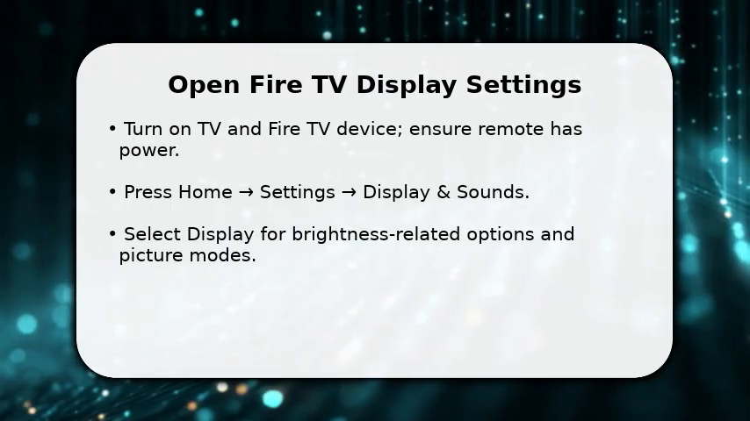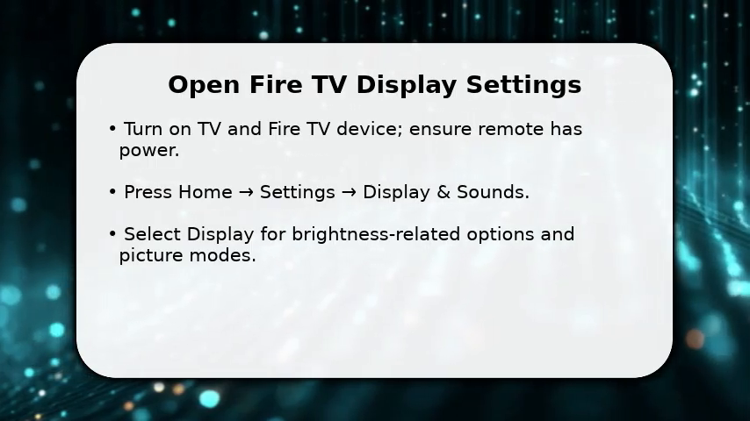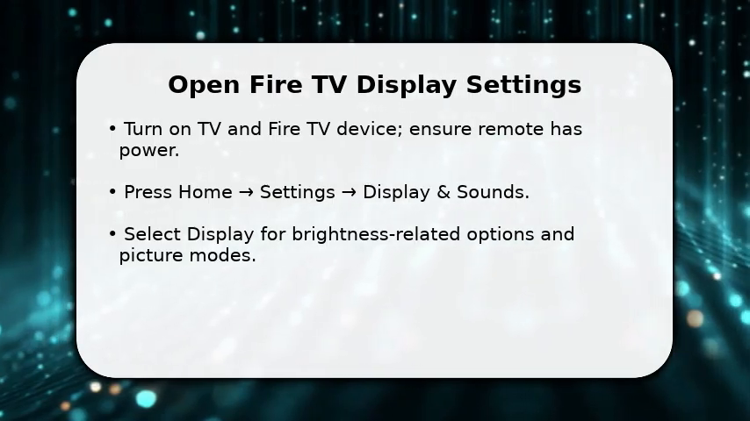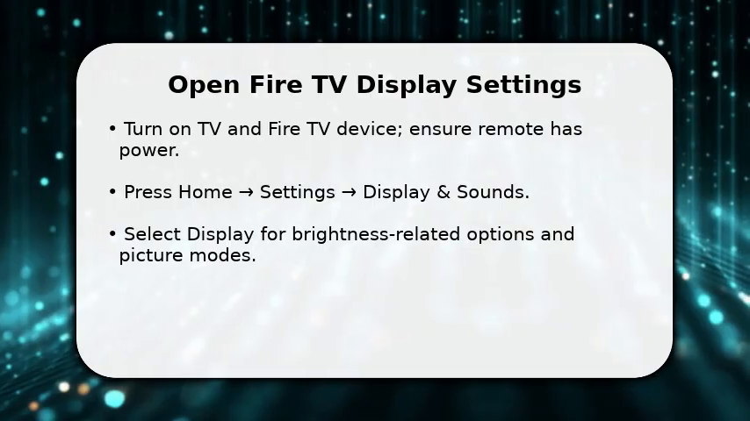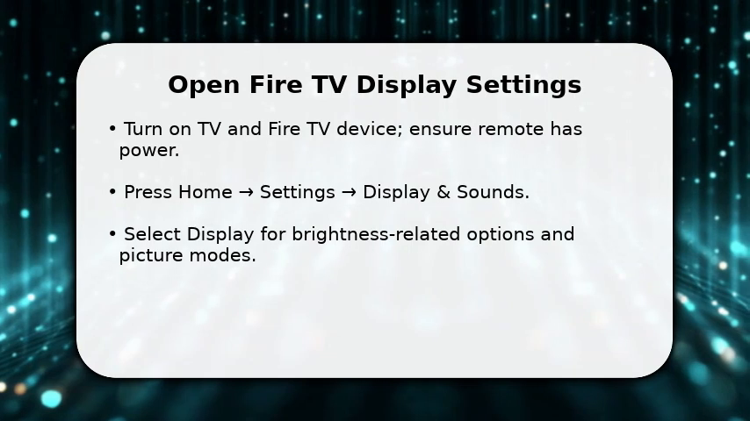Once in Settings, choose Display and Sounds, and then Display so you can access picture modes and adaptive settings. You're doing this because changing here adjusts system output, not just one app, so changes apply everywhere. Now that you're in Display, get ready to pick the control you actually need.